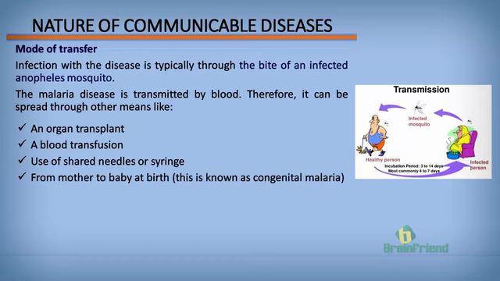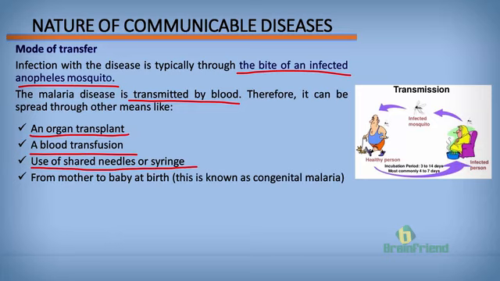Okay, mode of transfer. We've established that infection with the disease is typically through the bite of a female infected Anopheles mosquito. The malaria disease is transmitted by blood. Therefore, it can also spread through other means such as an organ transplant, a blood transfusion, use of shared needles or syringes, and also from mother to baby at birth. And this kind of malaria is known as congenital malaria.